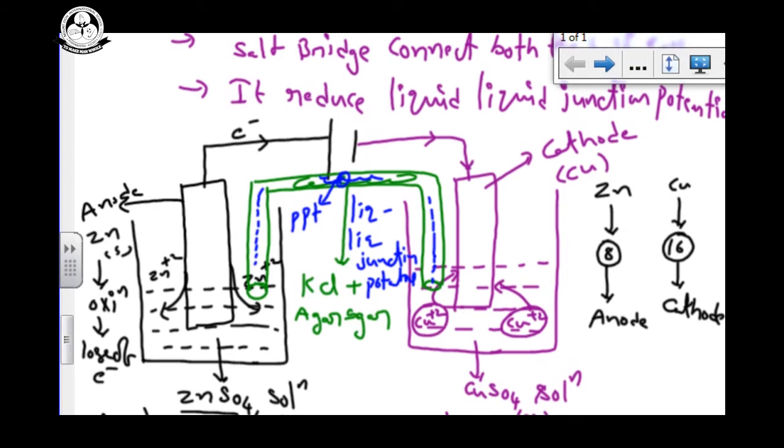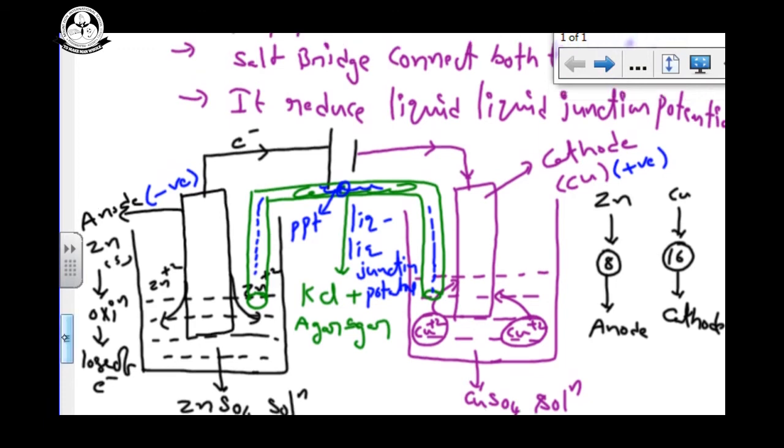Here, students, we are having a lot of doubts. Is anode positive or negative, is cathode positive or negative? Anode releases the electrons. Releasing electrons means it is electron rich. Electron rich means anode is negative. Cathode is gain of electrons, so whenever cathode gains electrons, it is positive. It is a positively charged electrode, that's why it is ready to gain the electrons. The anode is a negatively charged electrode, that's why it can give the electrons.